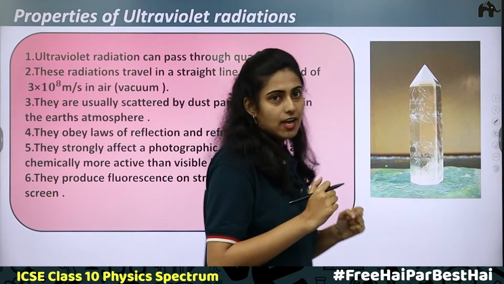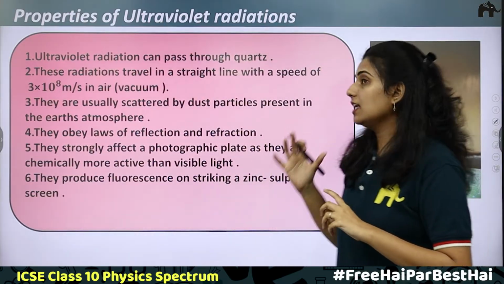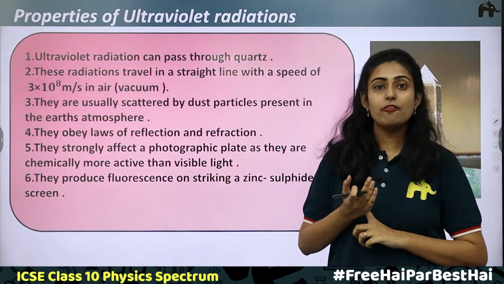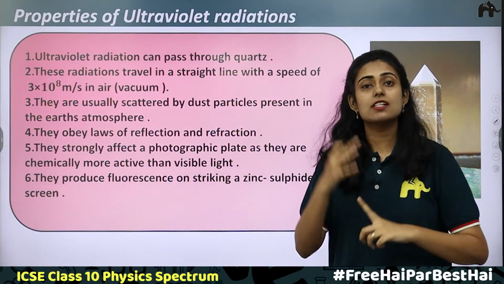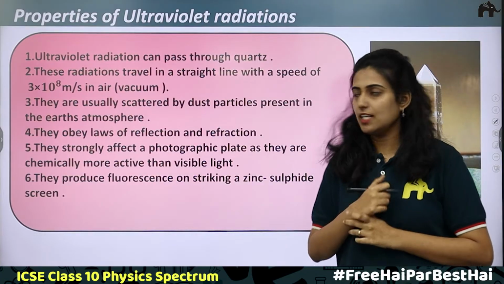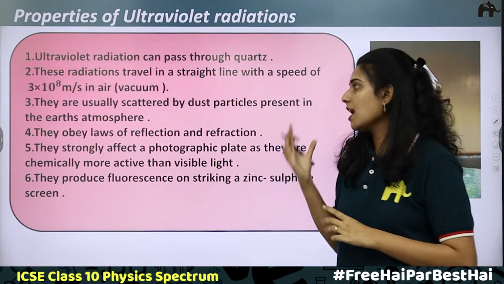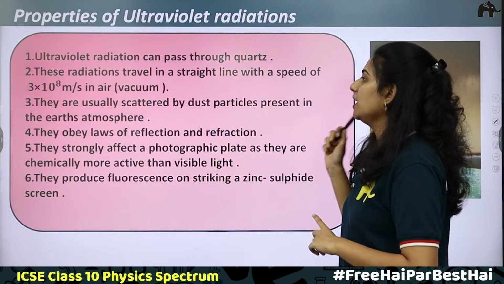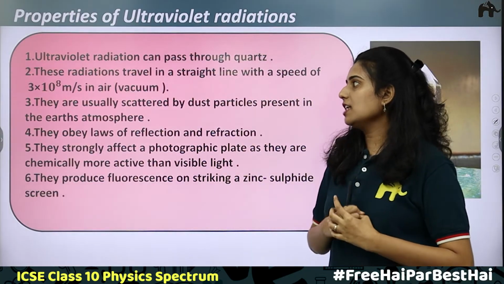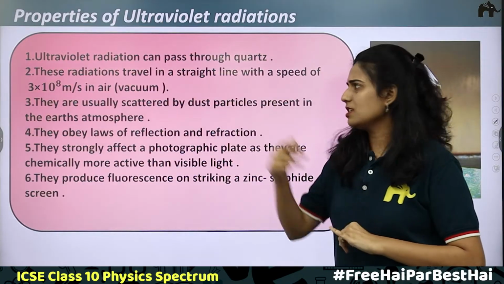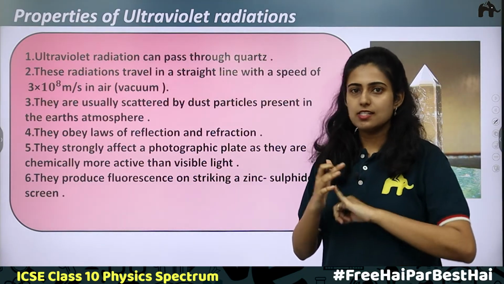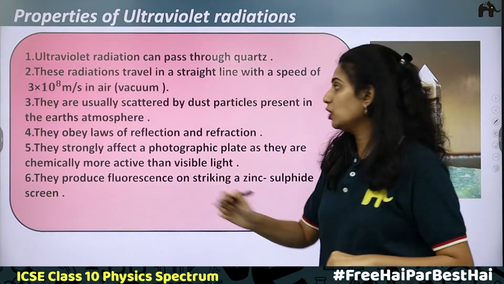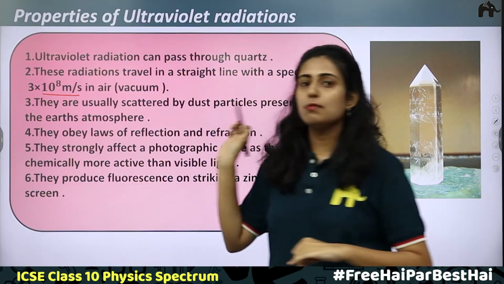This is the reason why, when you take an ultraviolet bulb, the envelope will be made up of quartz instead of glass. Why? Because glass will absorb the ultraviolet radiation, and then the UV rays will not be obtained. Second point, these radiations travel in a straight line with a speed of 3 into 10 raised to 8 meter per second in air or vacuum. This point we have already discussed before. This is a common point to all electromagnetic radiation. They will have the speed of light, 3 into 10 raised to 8 meter per second.